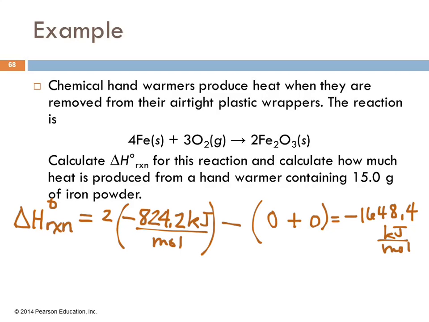I think what we're really supposed to do is, this is 2 moles, and the moles cancel out. And so this ends up just being kilojoules. But it's kilojoules for the reaction as written. Delta H standard of reaction is minus 1648.4 kilojoules. This applies to this particular equation. So this much is generated when 4 moles of iron react with 3 moles of oxygen and form 2 moles of the oxide.